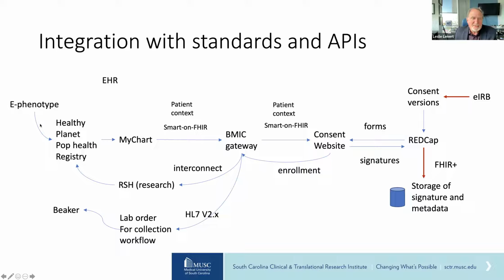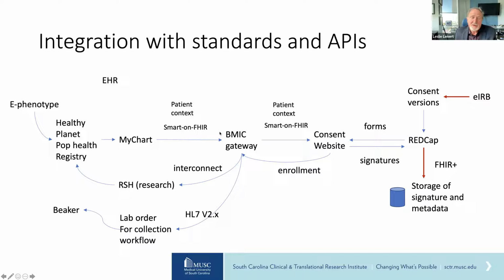We start with Epic's Healthy Planet Registry as identifying the patient population of interest. That's based on e-phenotype descriptions, and we heard some of the limitations of those. But this allows us to create a registry of patients that we're interested in targeting inside of Epic. This goes to our MyChart program, and MyChart sends a message to patients, which if they click on, will allow us to use a standard SMART on FHIR to go through our custom gateway and then seamlessly take patients into our consent website without requiring them to log in again.